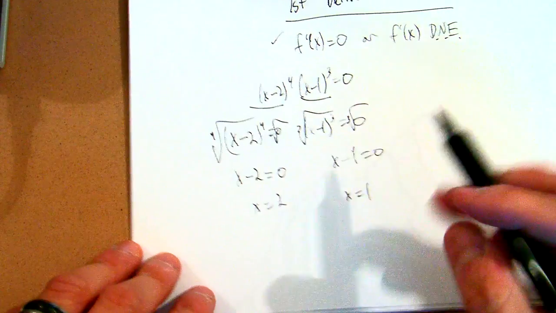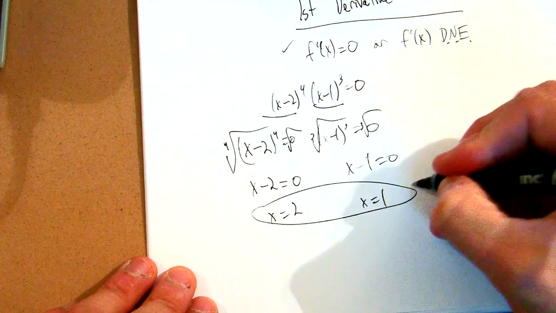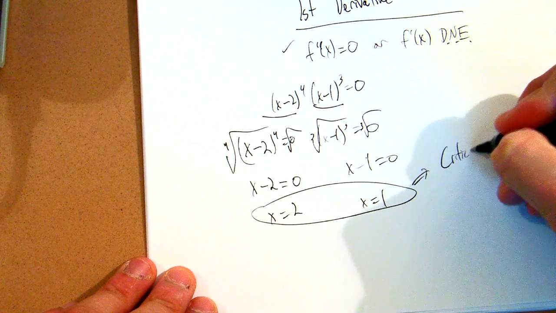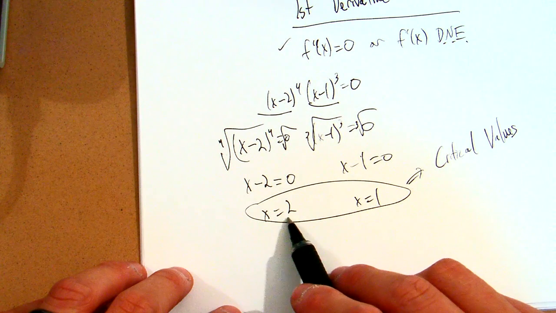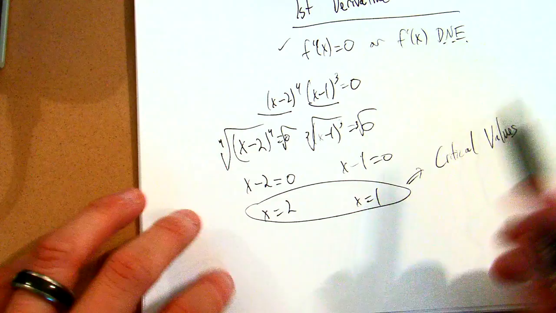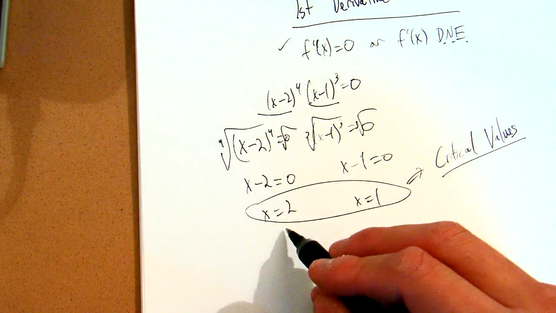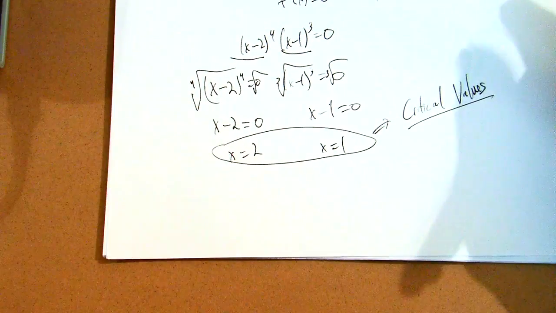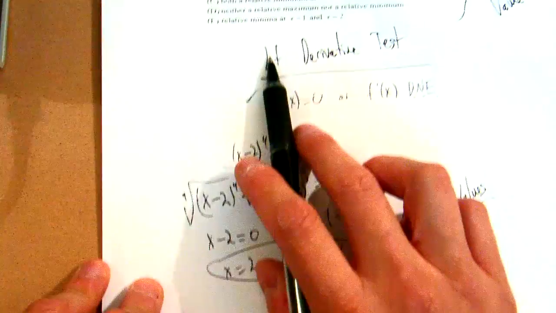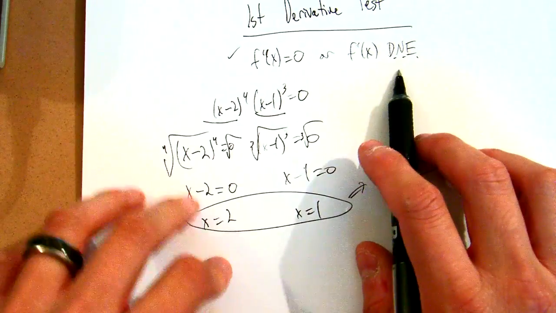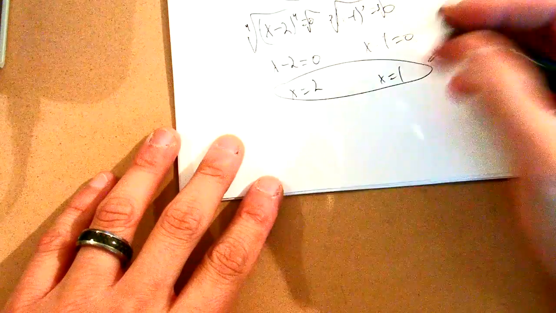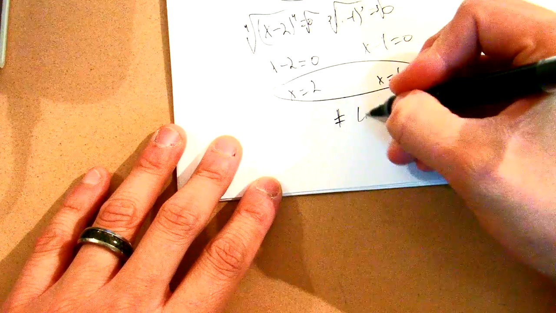And so these are what we call our critical values. In other words, the derivative here is 0. Critical means they're basically just important. So these are potential extreme values, and I need to test them in the first derivative test. So I found where f prime is 0. There are no values for where f prime does not exist. So now we're going to do a number line. This is a number line test here.